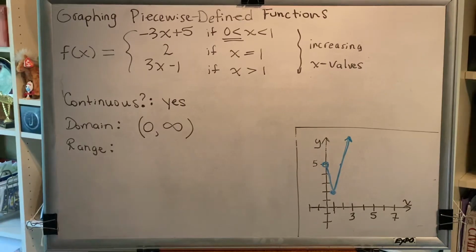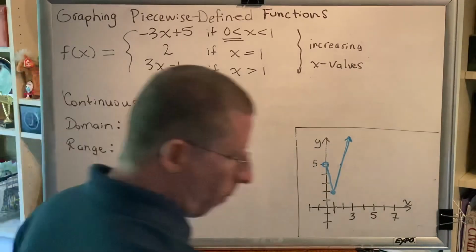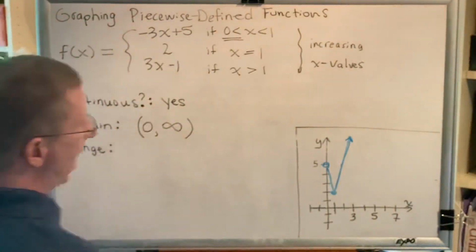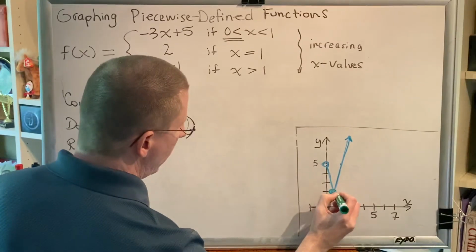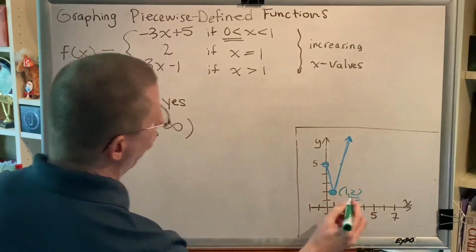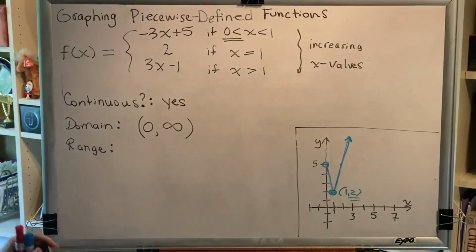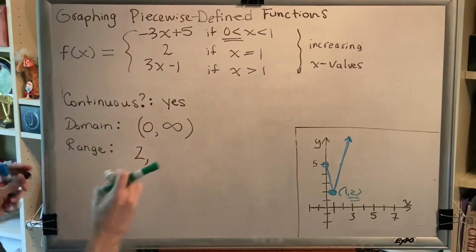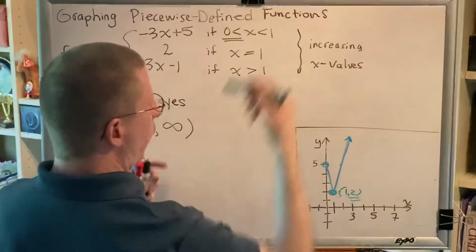All right, and now we turn our attention to the range. So what part of this graph is farthest down? Well, that would be this dot right here with coordinates (1, 2). This is range. We want y values. So that means that our range is going to begin at 2. And then it just goes up forever from there.